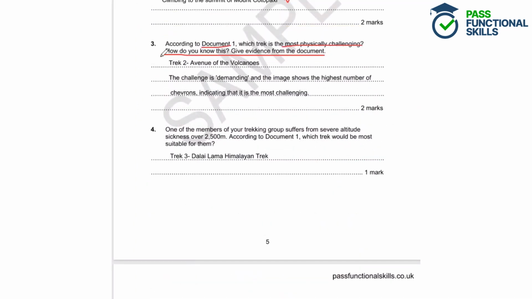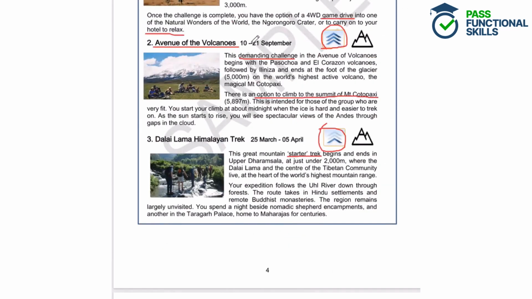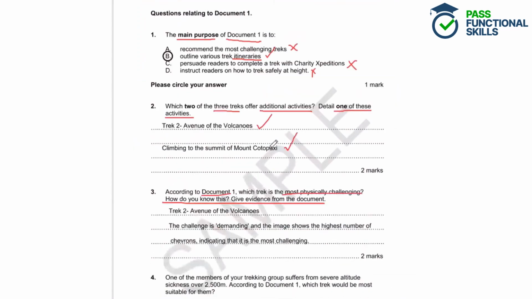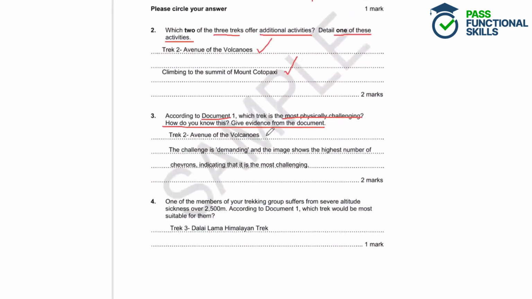So the answer here, which trek is the most physically challenging? We can see that it's Trek 2, Avenue of the Volcanoes. And this is because the challenge is demanding. So that's evidence from the document there. And the image shows the highest number of chevrons. So this indicates that it's the most challenging. So we've identified the correct trek there and given a suitable explanation.